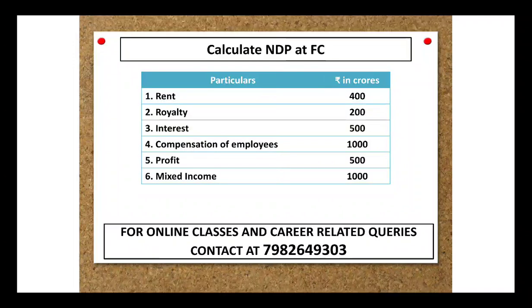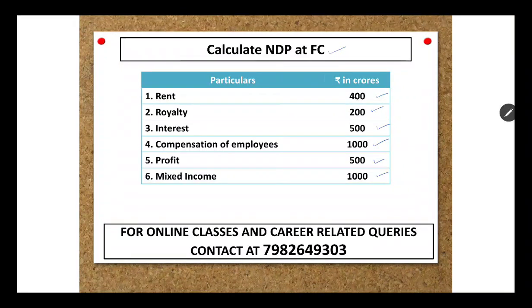Now let us solve a few numericals. We've just talked about the income method, so we'll move from basic to complex. This is one of the numericals where they have given rent, royalty, interest, compensation of employees, and they're asking you to calculate NDP at FC. Then again we have profit and mixed income.